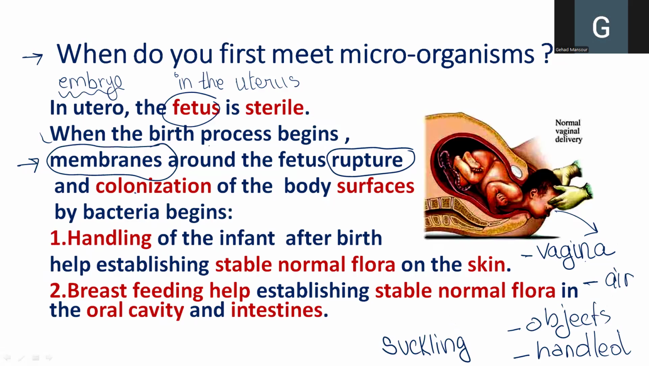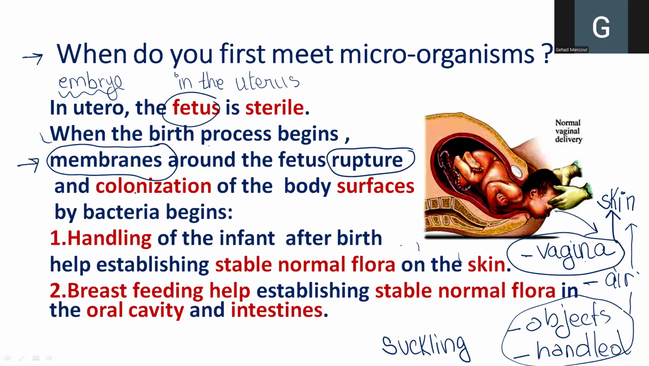All these steps give you friendly flora. So during passage in the vaginal canal of the mom, what are you acquiring? You are acquiring flora that cover your skin from outside. So this is the source of skin flora. Also, being exposed to air and to the surrounding objects and being handled by the medical staff and by your parents also provides you with stable flora on your skin.